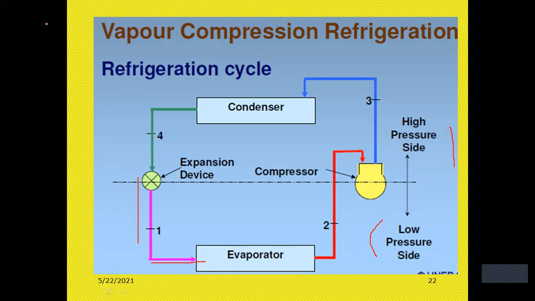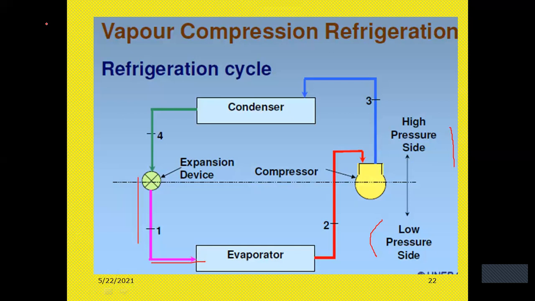Now we see the main components of the refrigeration system. If you see the line diagram of this refrigeration cycle, how many components do we have? We have 4 major components to be discussed.